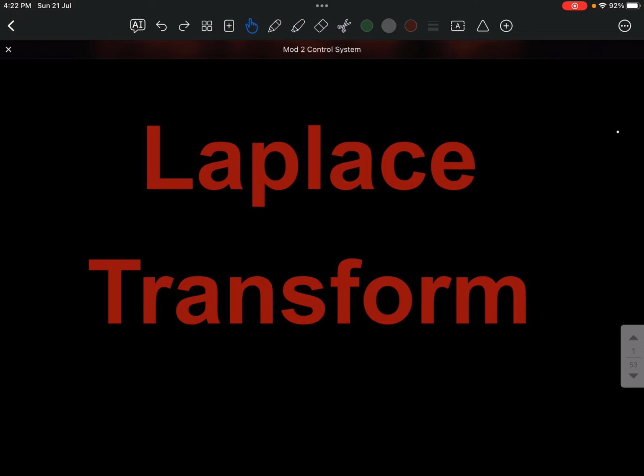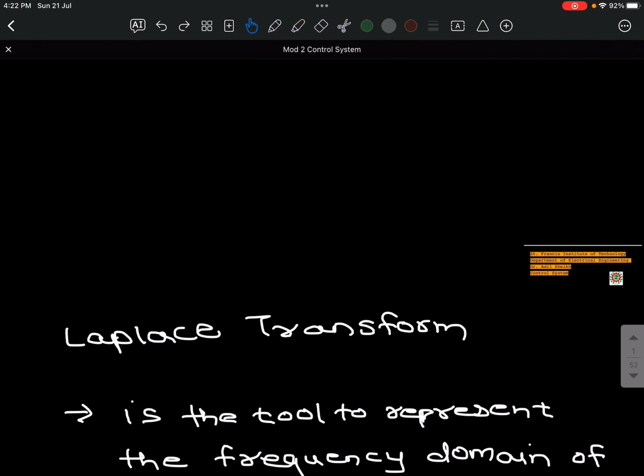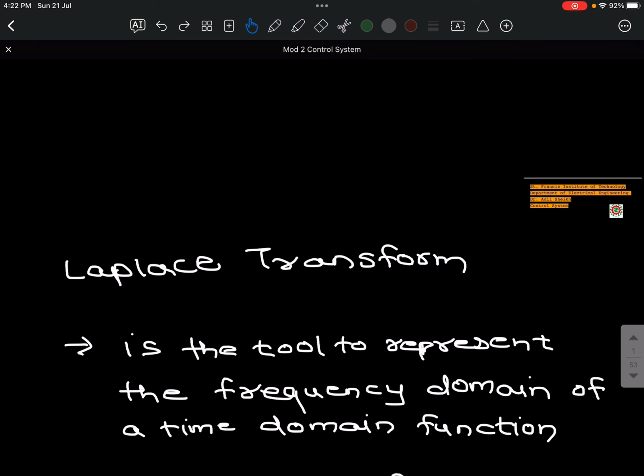So as we remember, we had discussed in the classroom that basically the Laplace transform is nothing but the tool which is used for representing the frequency domain when we have a time domain function. So for converting any time domain function into frequency domain, we will be using a Laplace transform.